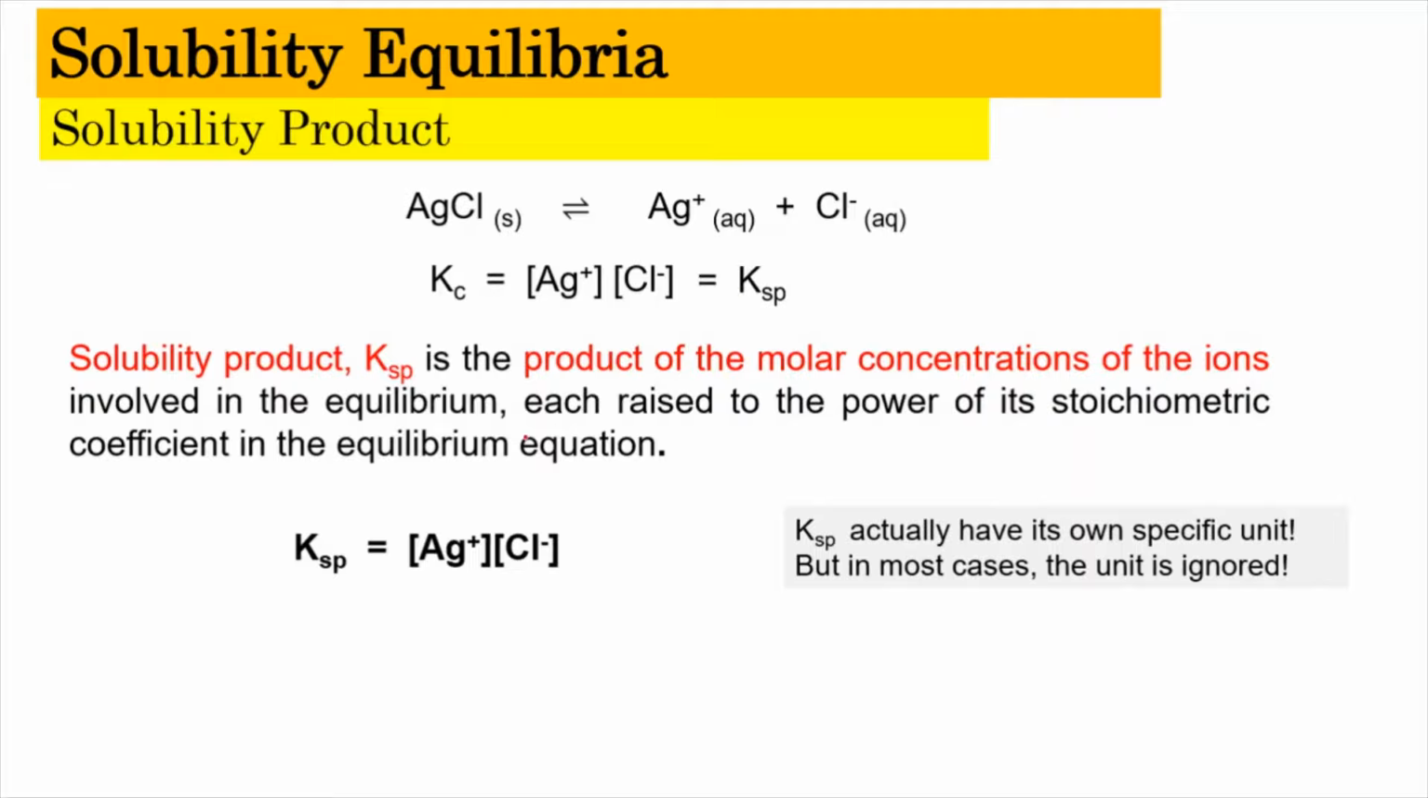So the solubility product KSP is basically the same as the Kc, in which it is the product of the molar concentrations of the ions involved in the equilibrium, each raised to the power of the stoichiometric coefficient in the equilibrium equation. And as usual, the KSP will actually have its own specific unit, but in most cases, in this chapter, the unit is going to be ignored.